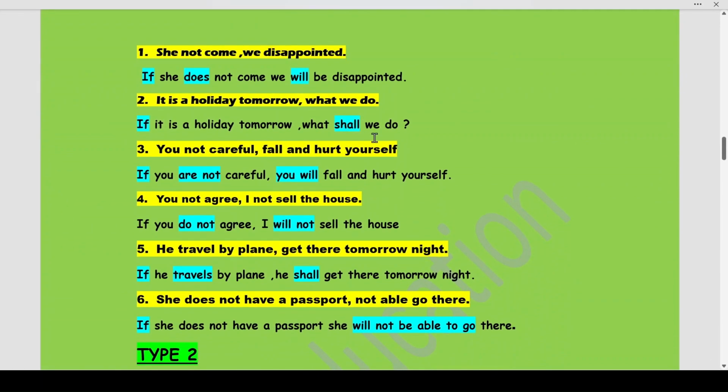She not come, be disappointed. If she does not come, we will be disappointed. What are the two clauses? If she does not come, and we will be disappointed. Which is the subordinating conjunction here? If. And this is in simple present tense and the second clause is with will.